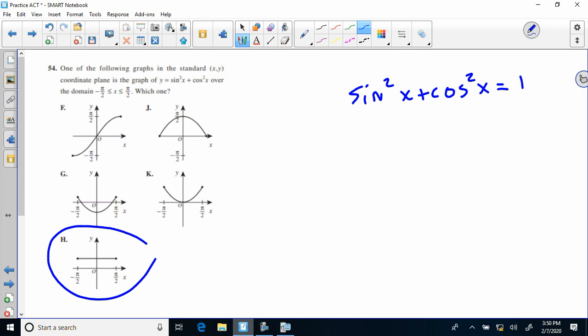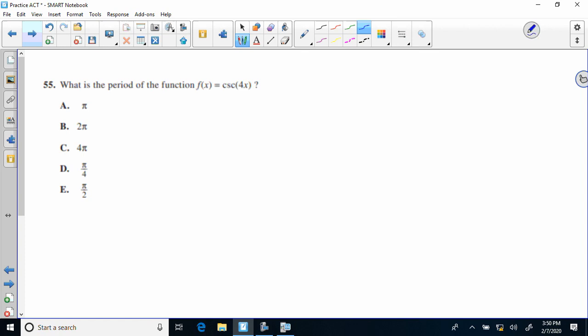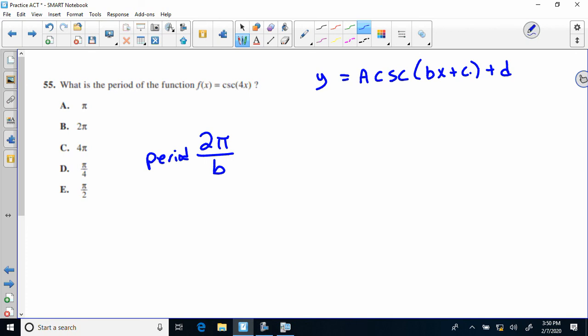Okay, number 55. Number 55 said, what is the period of this function? Cosecants, their period is negative b over 2a. That's vertex. Period is 2 pi over b. That's my period. And if you don't know what the b is, you would have a cosecant of bx plus c plus d. That's the standard form of that equation over here. The b is always what's in front of your x. Well, the b is in front of x here.